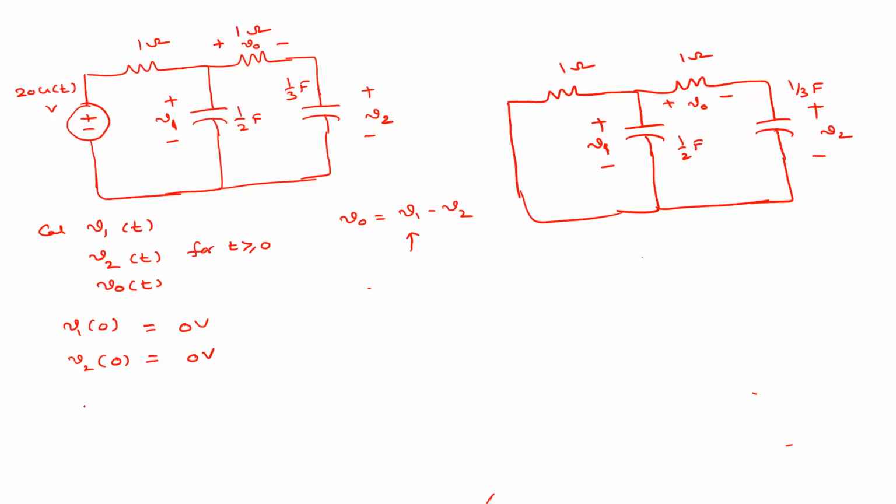So what are the two initial conditions you require? dV1 of 0 by dt and dV2 of 0 by dt. So how to find this first initial condition? Current. Yes.